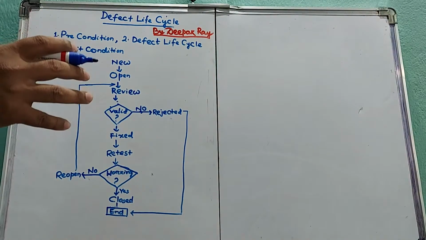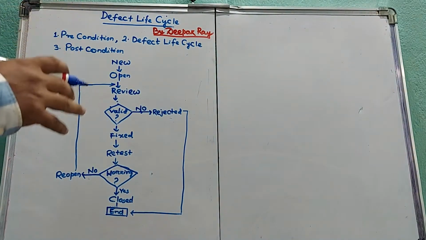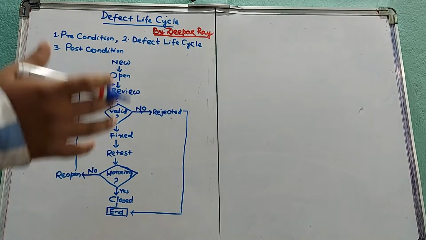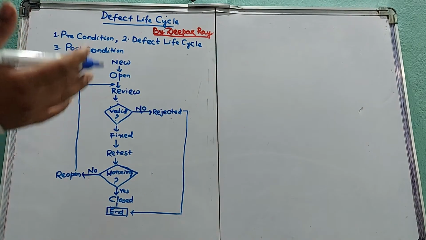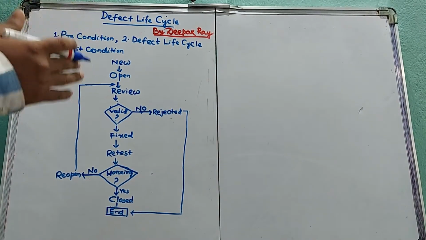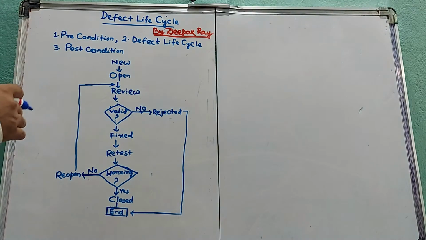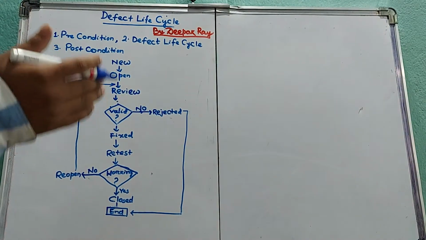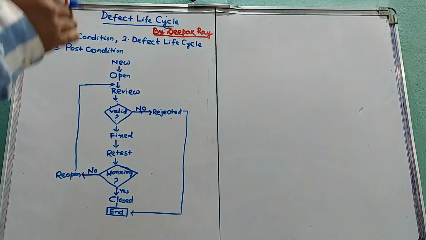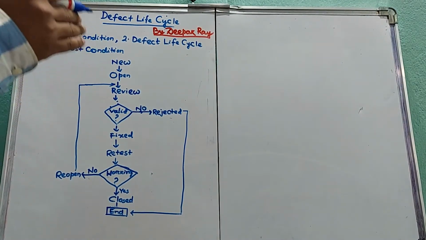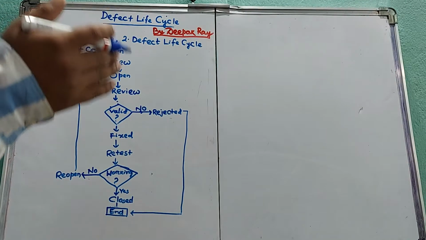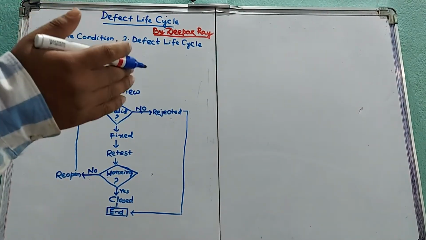Today we will see how a defect starts and how it ends. So this is all about defect lifecycle. In defect lifecycle we also have to understand some preconditions and post conditions. Means before raising or logging a defect, we should do some pre-work, and at the end of the defect we should do some post work.